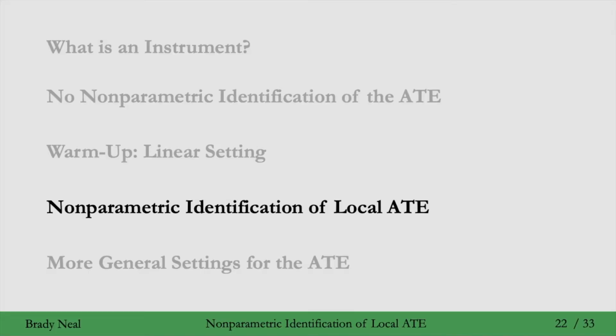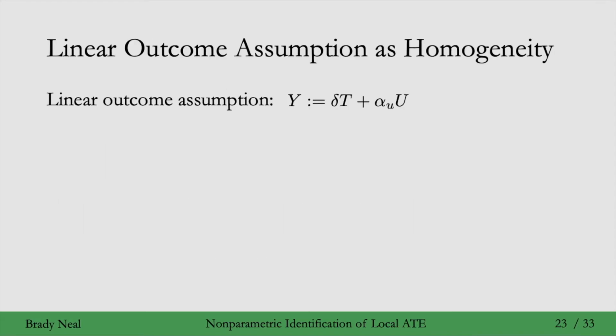We just saw that we can get identification if we make a linear parametric assumption, but it's much more attractive to get nonparametric identification. And that's what we'll do in this section, where we'll nonparametrically identify a slightly different estimate known as the local average treatment effect. Keep in mind that we can't nonparametrically identify the regular average treatment effect, as we saw in section 2 of this lecture.